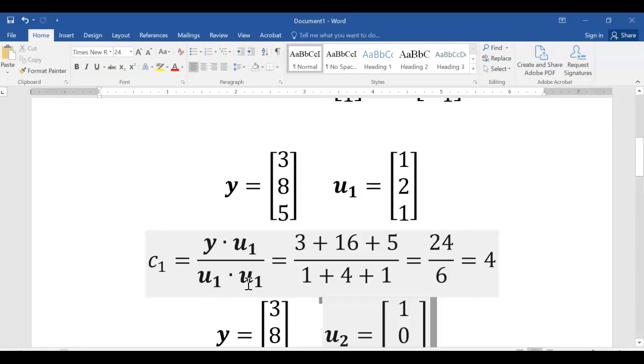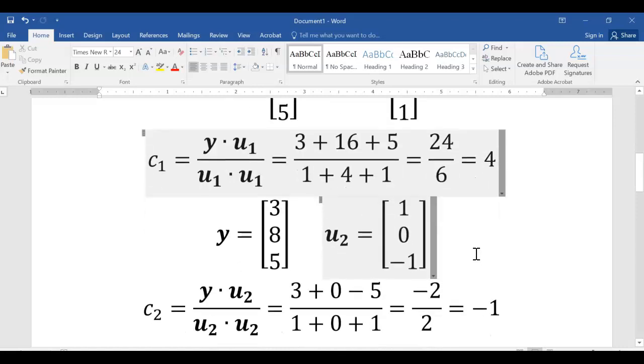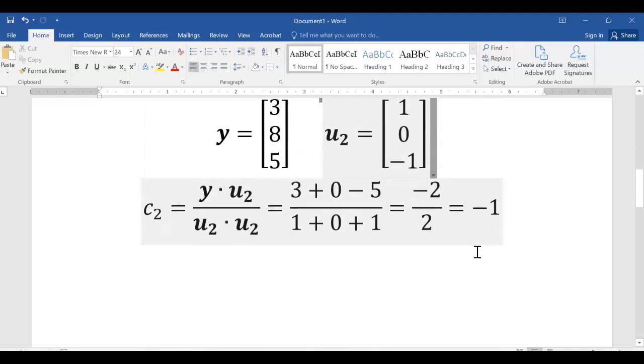And then when you do u1 inner product with itself, 1 times 1 is 1. 2 times 2 is 4. 1 times 1 is 1. So you get 24 over 6, which is a 4. So my coefficient of u1 should be 4. When I deal with the coefficient of u2, 3 times 1 is 3. 8 times 0 is 0. 5 times negative 1 is negative 5.